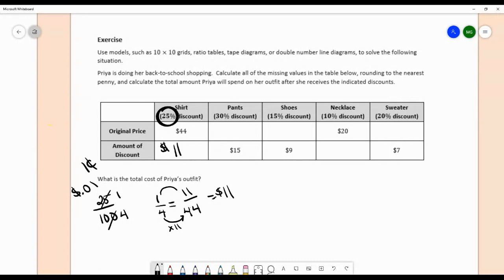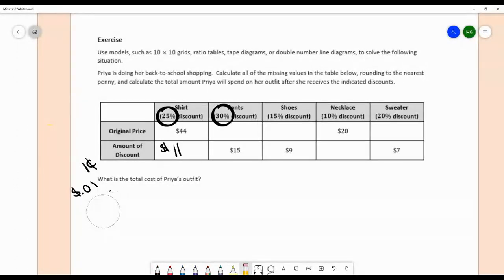Okay, the next one is our pants. The pants are 30% off, okay? So we know that 30% is what fraction? I'm going to erase this while I'm thinking of it, guys, so I have a little more room. We're probably going to have to start writing a little smaller. 30 over 100. There's my percent. And of course, I can reduce if I would like to. Let's not reduce and let's see how it goes and see if we need to right away.